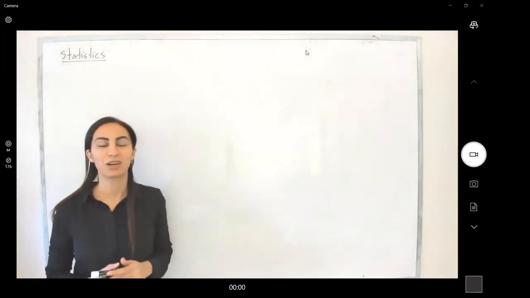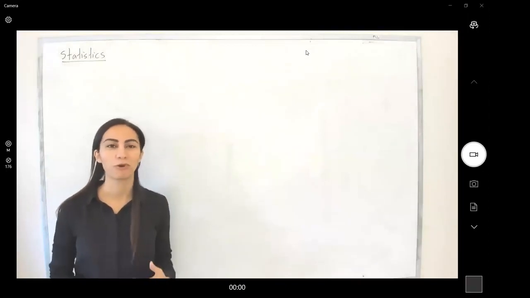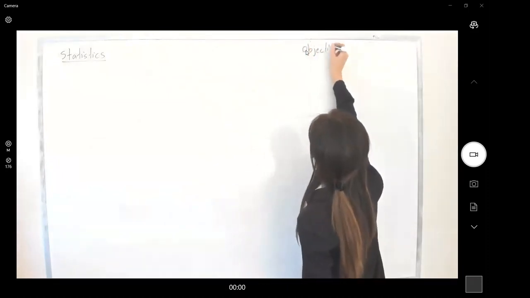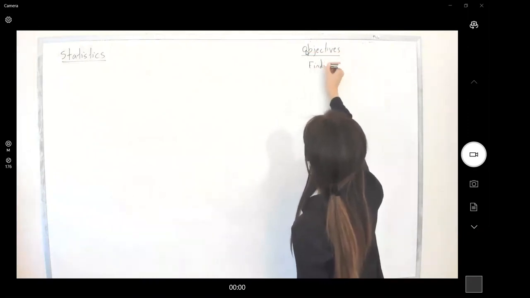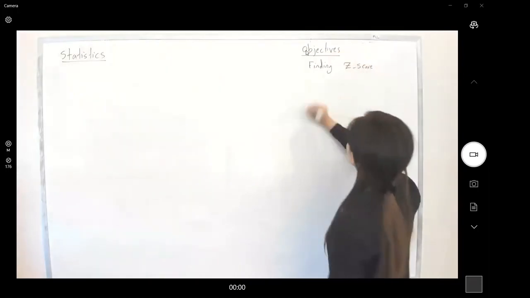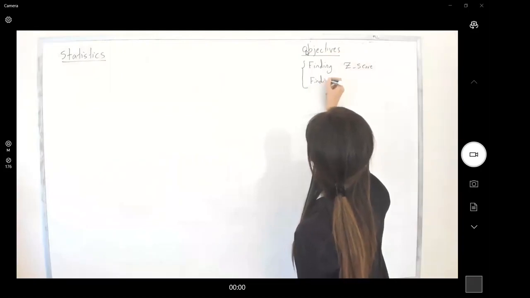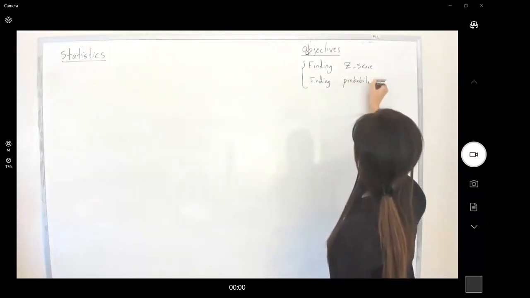So today we're going to talk about z-score and finding the probability for x values. Objectives: finding z-score and finding probabilities.